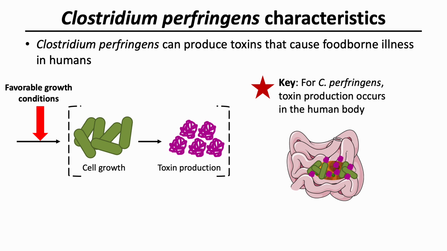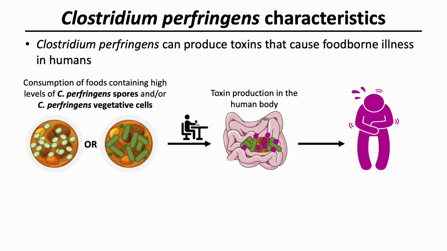In addition to being a spore-forming bacterium, C. perfringens can also produce toxins that cause foodborne illness in humans. These toxins can only be formed under favorable growth conditions that allow C. perfringens cells to grow. And more specifically, C. perfringens is only able to produce these toxins when it is growing within the human body.